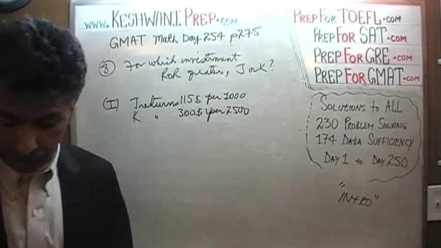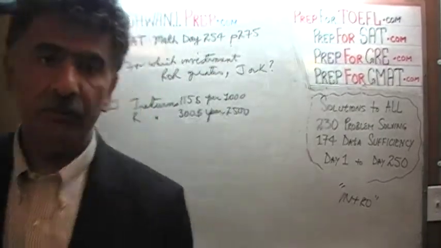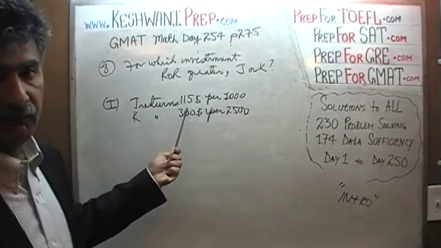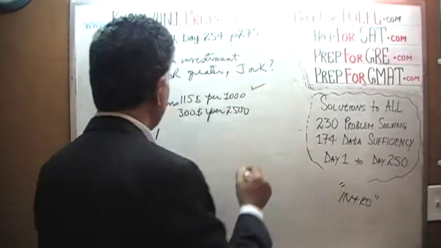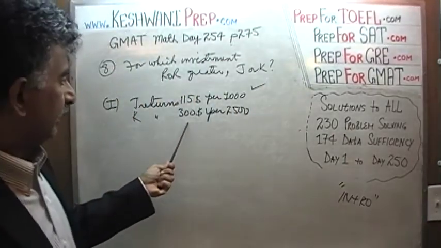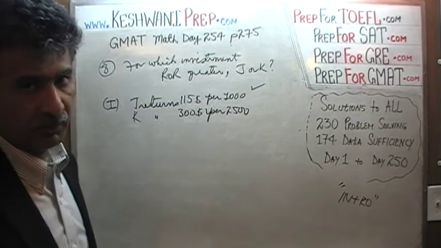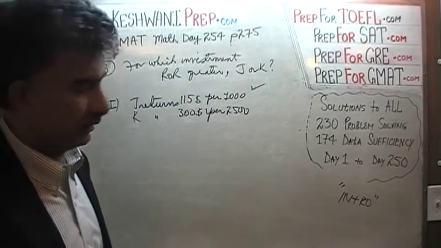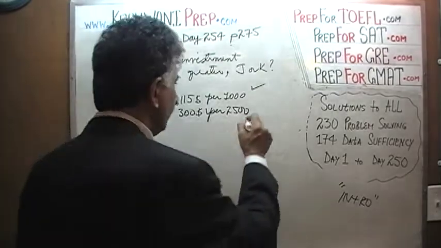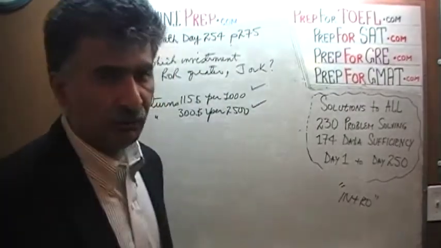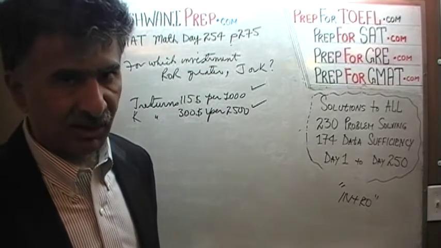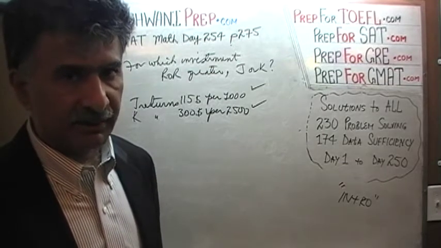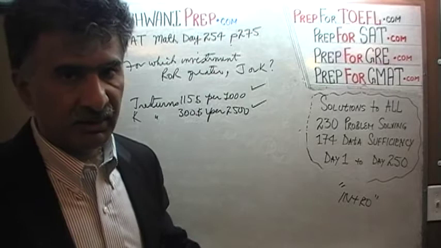Well, we have clear-cut numbers here. If we're getting $115 per $1,000, obviously we can figure out the rate of return. Here again we're getting $300 per $2,500. Obviously we can figure out the returns because we have solid numbers. We don't actually have to figure out the returns. Nobody's asking us what the actual returns are. We don't have to waste our time calculating the returns and then saying which one is bigger. That's not the point here.